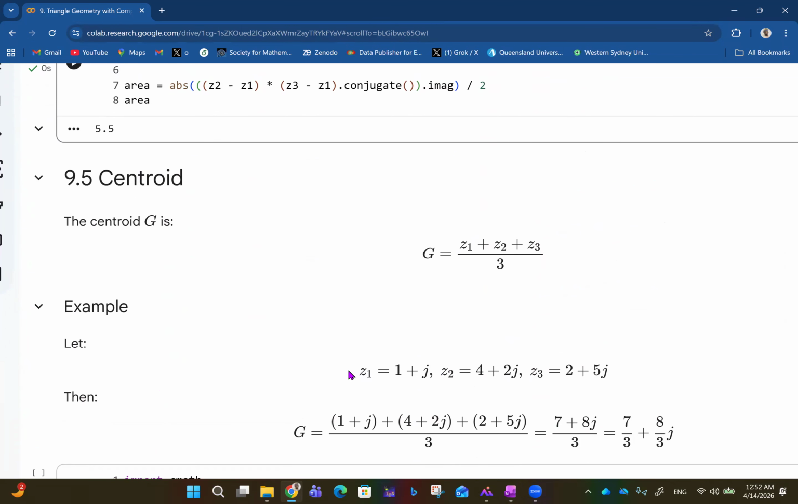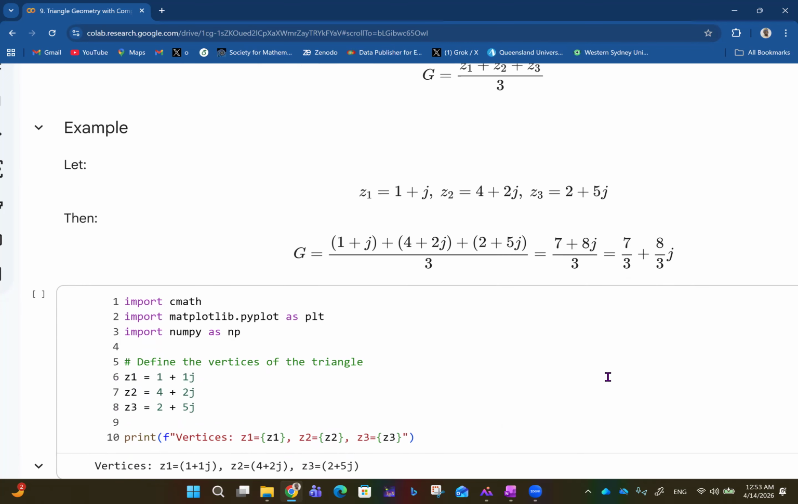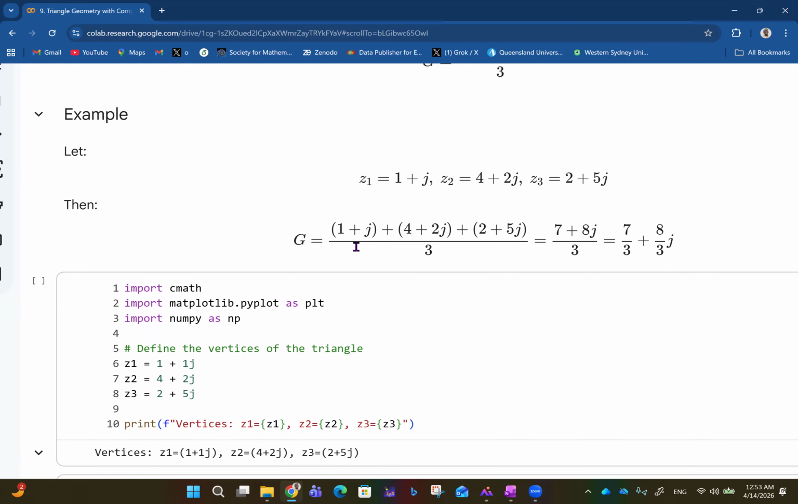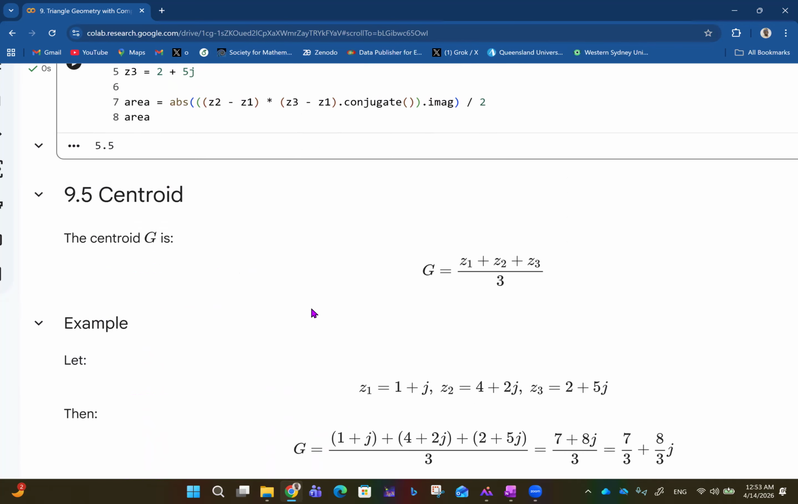So if you let Z1 be 1 plus j, Z2 is 4 plus 2j, the same one, Z3 is 2 plus 5j, then you have Z1 plus Z2 plus Z3, that's 1 plus j plus 4 plus 2j plus 2 plus 5j. So we can add 1 plus 4 plus 2, that's 7. j plus 2j plus 5j, that's 8j, all divided by 3. If you split it into real and imaginary, that's 7 over 3 plus 8 over 3 j. So the real part is 7 over 3, the imaginary part is 8 over 3.